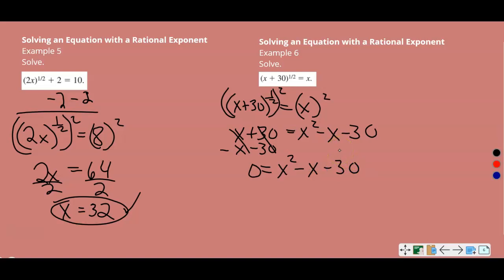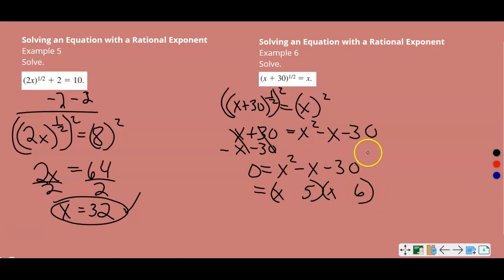Now looking at this, I have a quadratic. That should make you think factoring. So I'm going to have x times x. What multiplies to give me 30? 1 and 30, 3 and 10, 5 and 6. I need 1 in the middle. 5 and 6 are 1 apart. So I'm going to use 5 and 6.